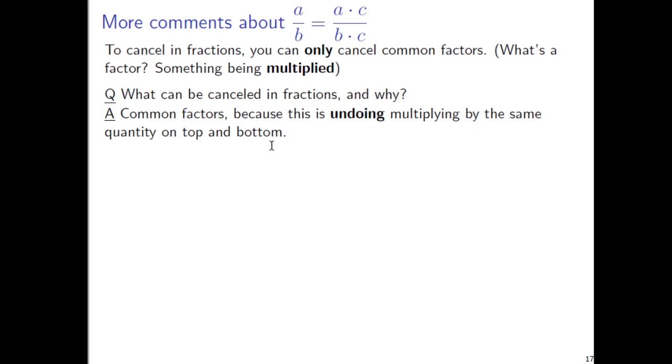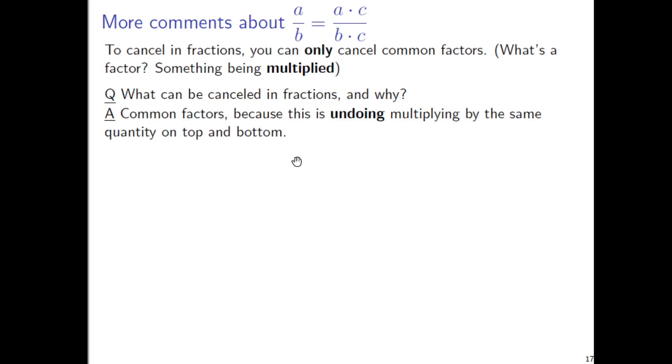We had just talked about how if you start with a over b, we justified why this formula is true. You can do a times c on top and on bottom and keep the value of the fraction being equal. That was due to this pizza explanation. You can go back and look at that slide. The point now is to talk about how if it's okay to do a times c on top and bottom, then it's okay to undo a times c on top and bottom. That's why cancellation works, and that's why cancellation really insists on multiplication.